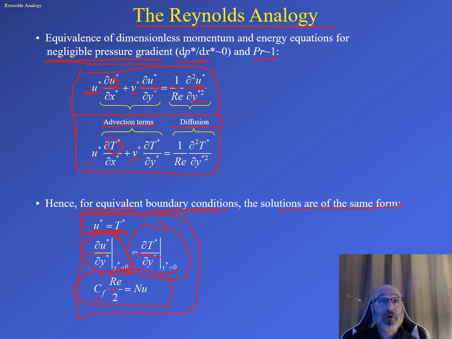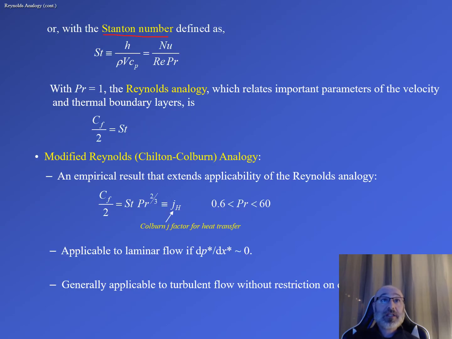So again, this is for equivalent boundary conditions. Now we also have our Stanton number right here, our ST, and this is defined by the following equation that we see right here. The ST is equal to our h over our rho V c sub p, which we've gone through all these variables.